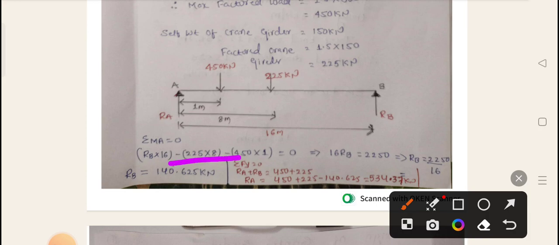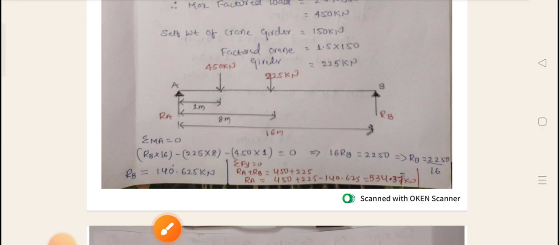If we solve this, I will take 16 RB is equal to 225 into 8 and 450 into 1. I will add these two and take that side. So 2250 is the answer, 16 RB. So RB is equal to 2250 divided by 16, which means finally I am getting RB is equal to 140.625. This is the value I am getting.